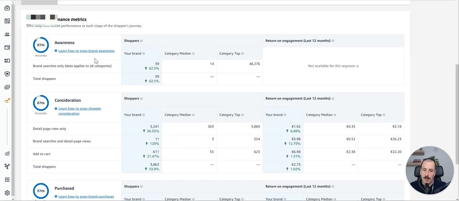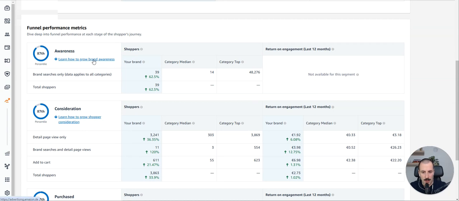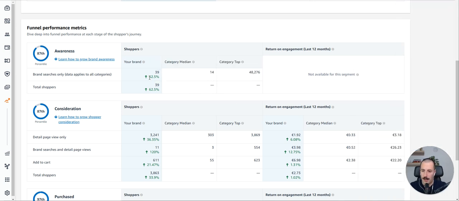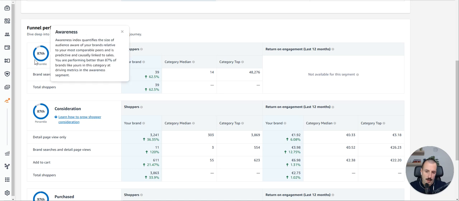But here you can go further and explore more information on how to drive awareness, consideration, and purchases for your brand. This is very important. This tells you that you're performing better than 87% of brands like yours in this category.